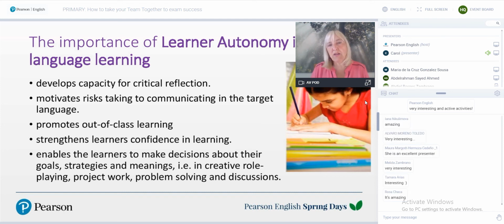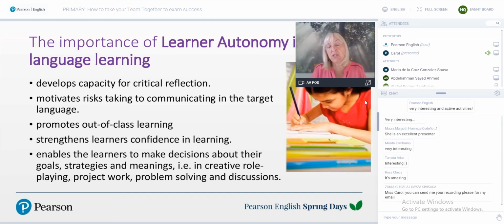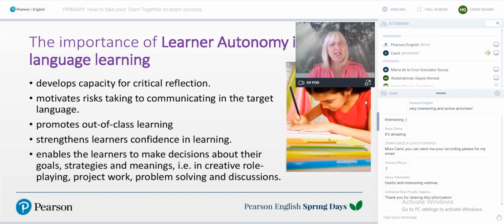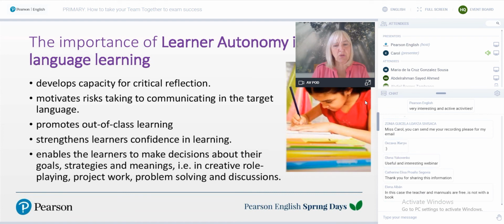It says it promotes out-of-class learning, and this really is going to be one of the key skills moving forward as the world changes and develops. They need to be able to take control of their own learning. It strengthens confidence and enables them to make decisions about strategies. Now, strategies sounds like a big word for primary school children, but if they have to learn for their own exams and revise at home, they need a strategy. So yes, it's at a low level, but it's still something students do.